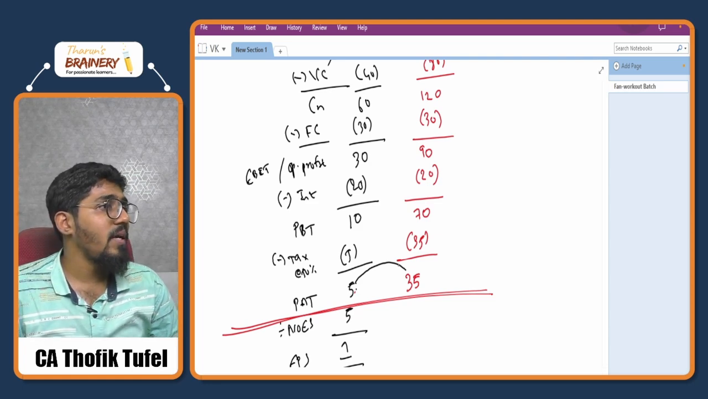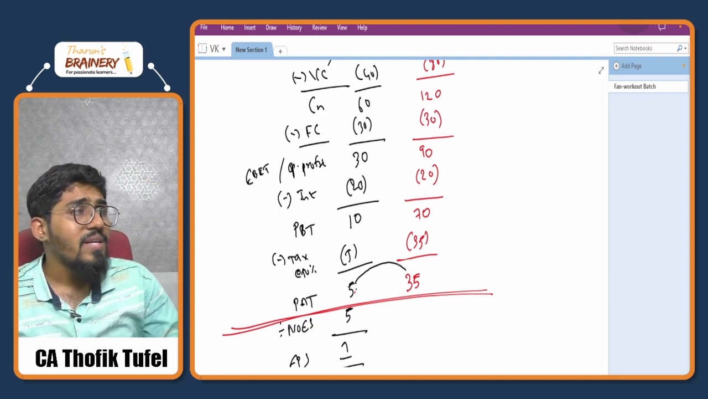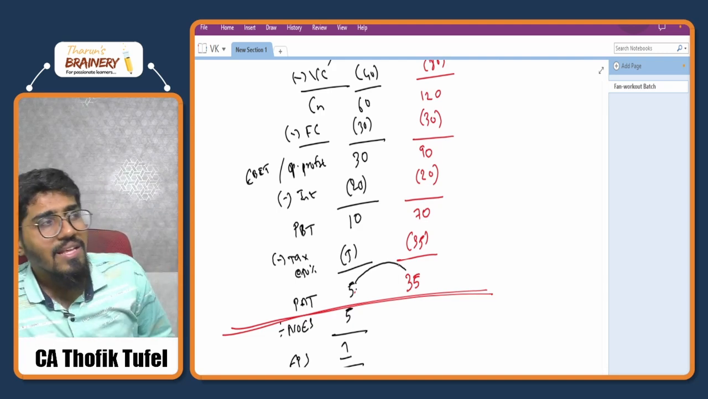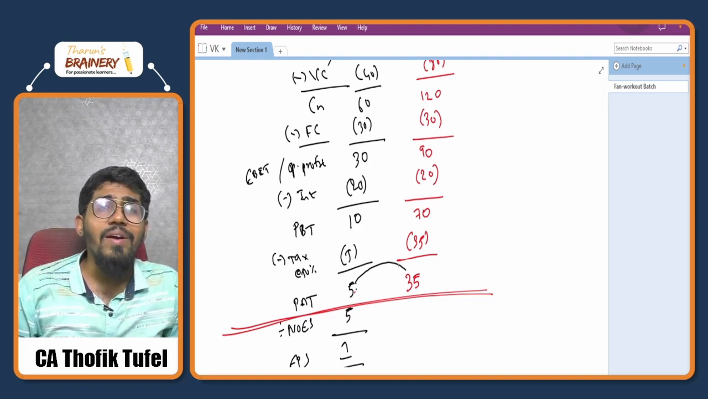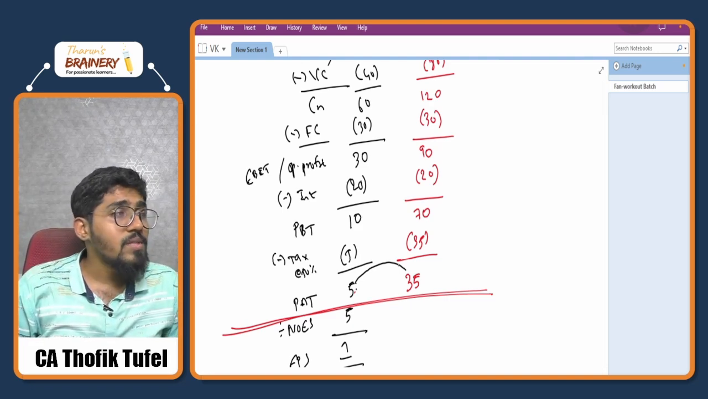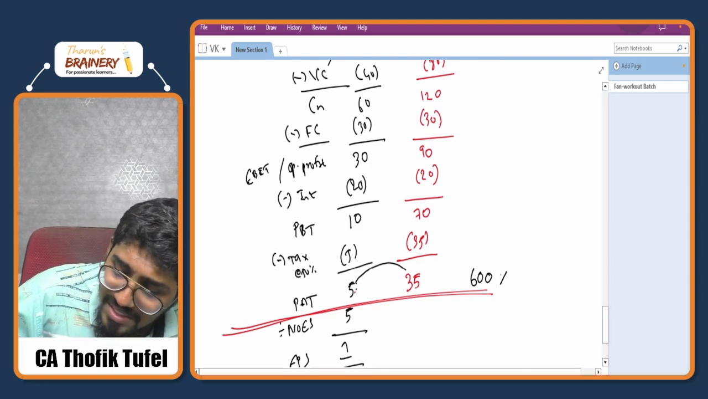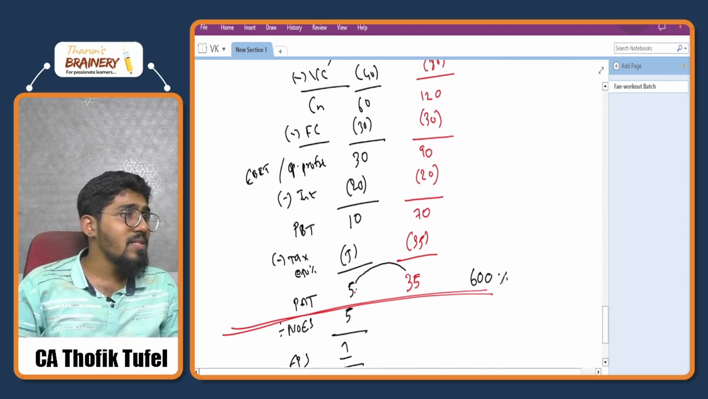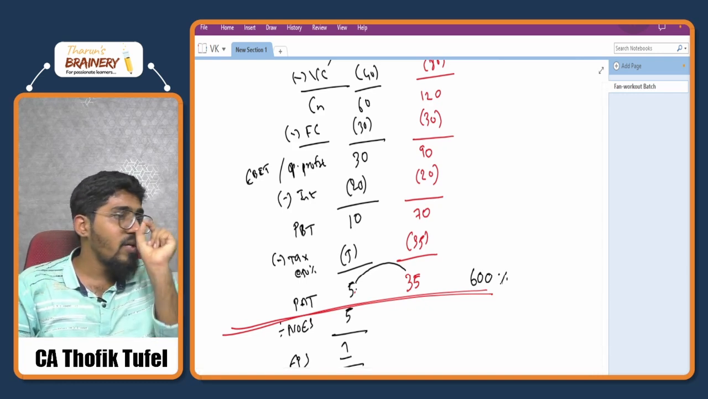600 percentage. Sir, how to calculate? 5 is becoming 35. So what is the increase? 30 is the increase. 30 is increased from where? 30 is increased from 5. So 30 divided by 5 is equal to 6. So a 600 percentage increase is there. Are you all understanding? See, this is the point of understanding.